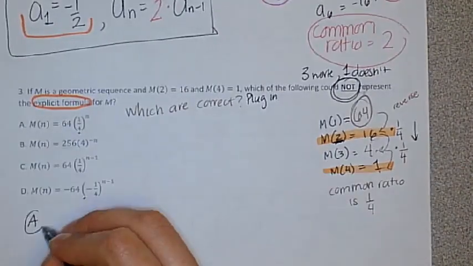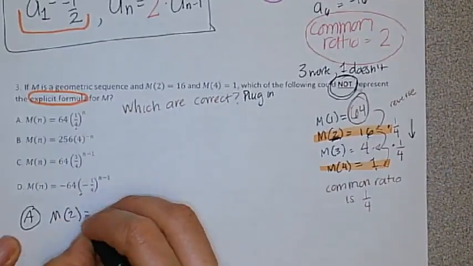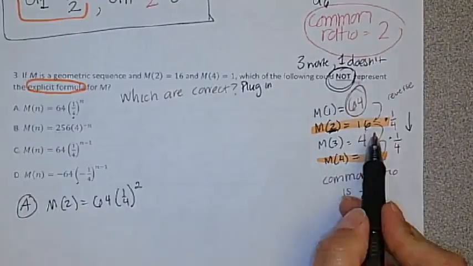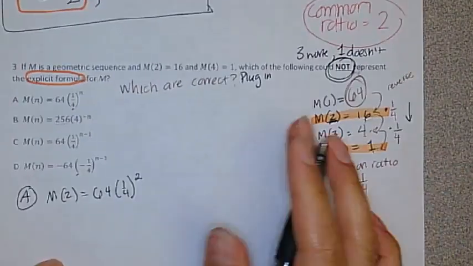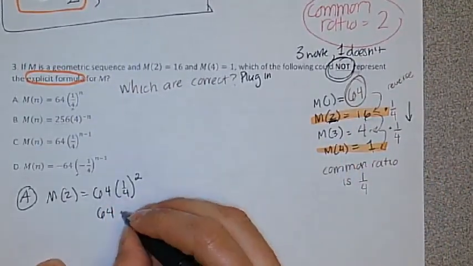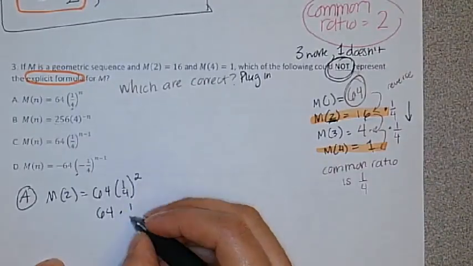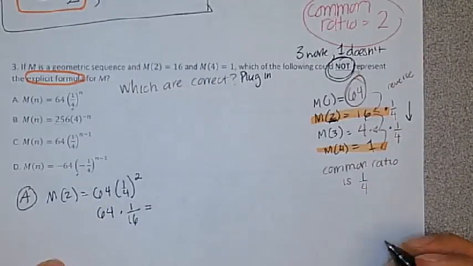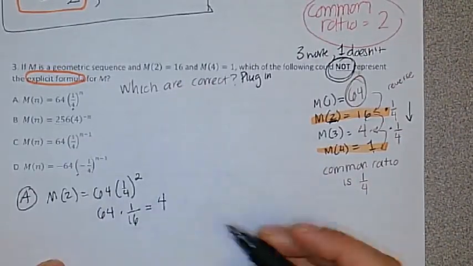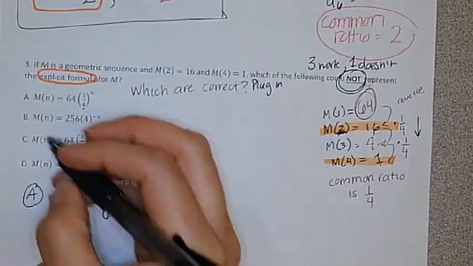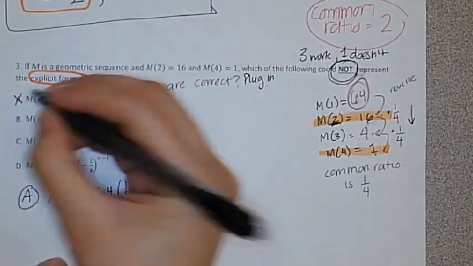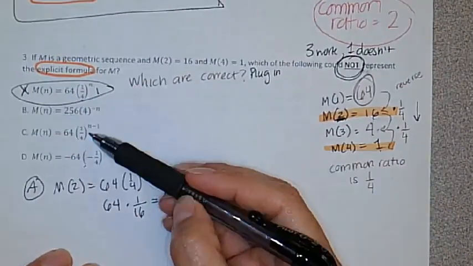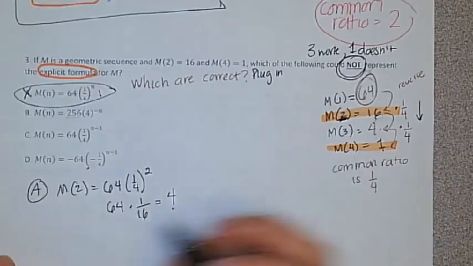So for letter A, I'll do m of 2 and then plug in and see if I get 16. If I don't get 16, then this is not it. So 64 times, this would be 1 times 1 is 1, 4 times 4 is 16. So 64 divided by 16 is 4. Did I get 16? No, I did not. So this one doesn't work. So it looks like I found the answer. I can just verify letter B, C, and D just to make sure, to check.